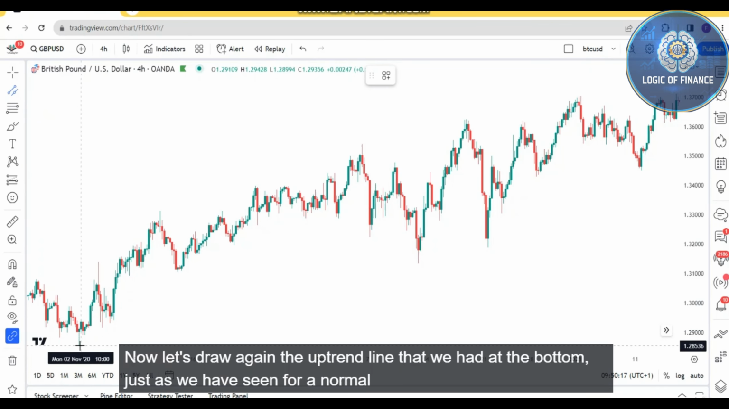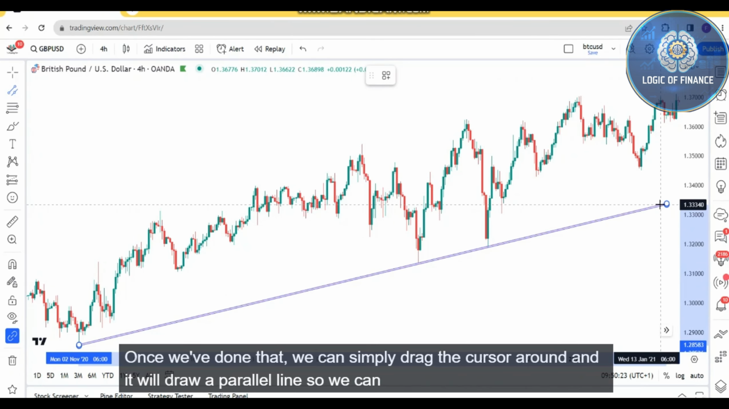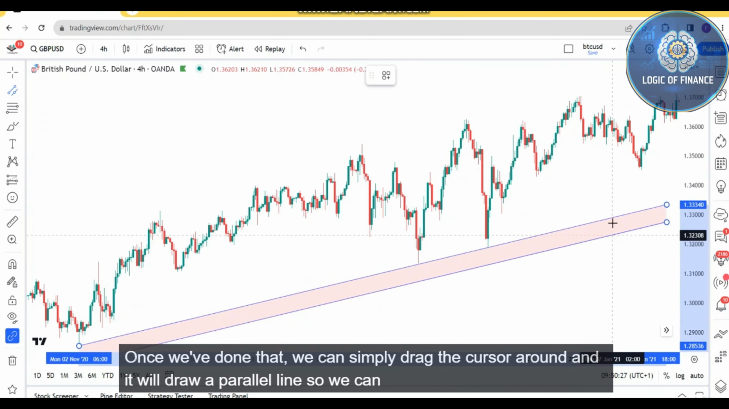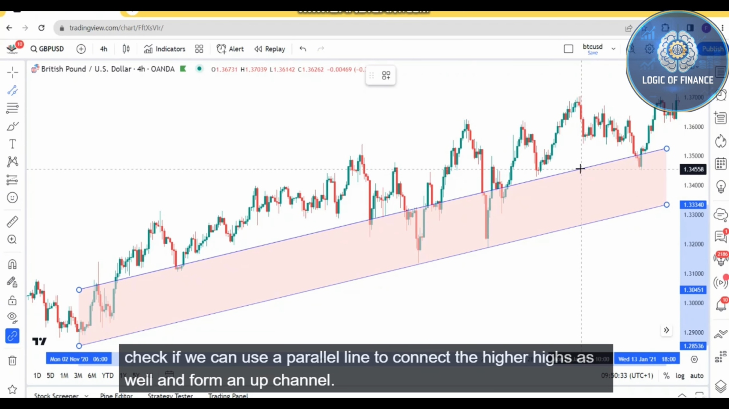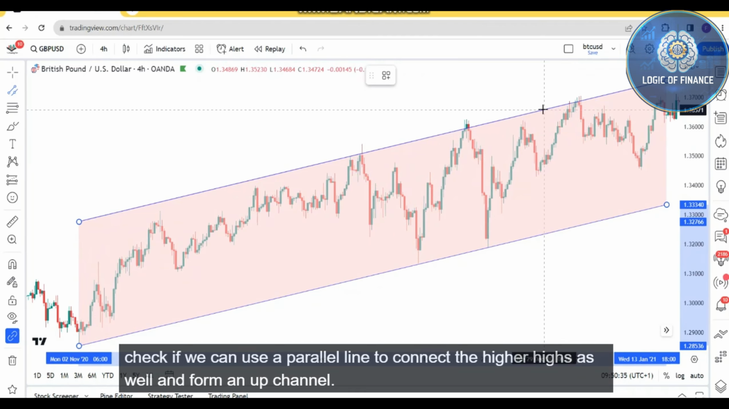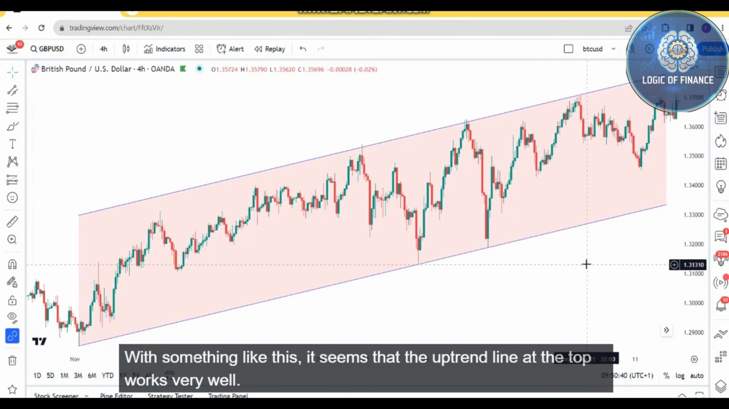Now, let's draw again the uptrend line that we had at the bottom, just as we have seen for a normal uptrend line. Once we've done that, we can simply drag the cursor around and it will draw a parallel line. So we can check if we can use a parallel line to connect the higher highs as well and form an up channel. Yes, with something like this, it seems that the uptrend line at the top works very well, so in this case we have two parallel uptrend lines forming an up channel.